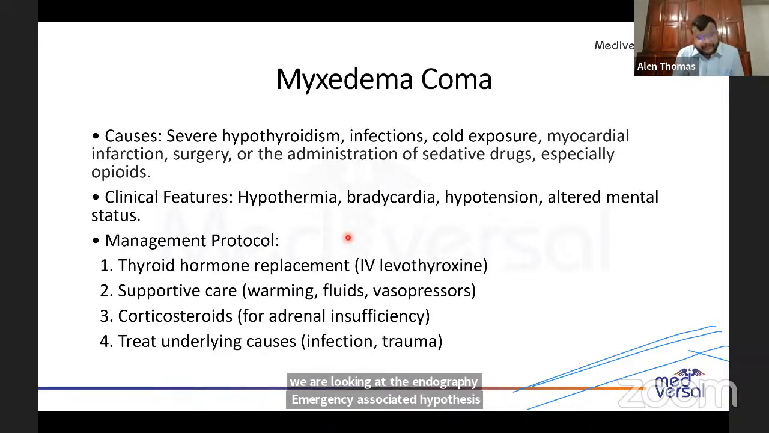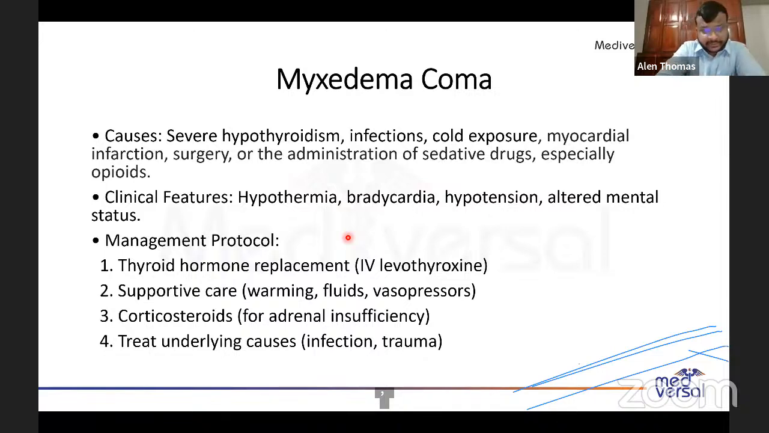So causes, of course, severe hypothyroidism, infections, any cold exposure, myocardial infarction, surgery, or administration of any sedative drugs, especially opioids. Clinical features: bradycardia, hypotension, hypothermia, altered mental status. Management: you have to replace the thyroid hormone, that's IV levothyroxine. Of course, you can't give the oral tablet, as the patient is unconscious or in a very altered state.